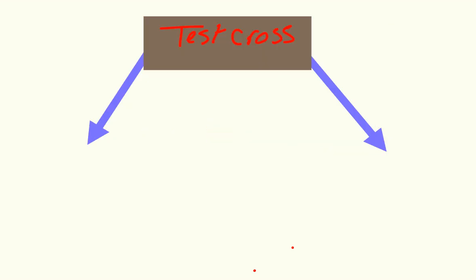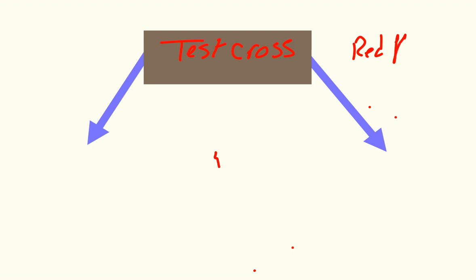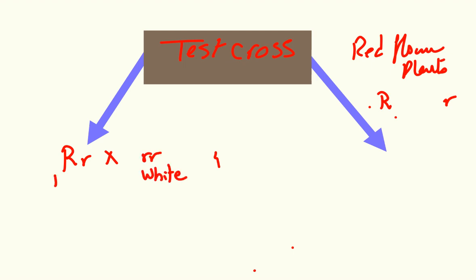So suppose we have red flower plants. And you know that the allele for red is dominant over the allele for white. So in order to know the zygosity of the red flower plant, you are going to cross the red flower plant with the recessive homozygous, which is white. And then look for the offspring produced in the first generation. Analyze the proportion of red or white. Based on that, you will be able to know the genotype of the red flower plant.